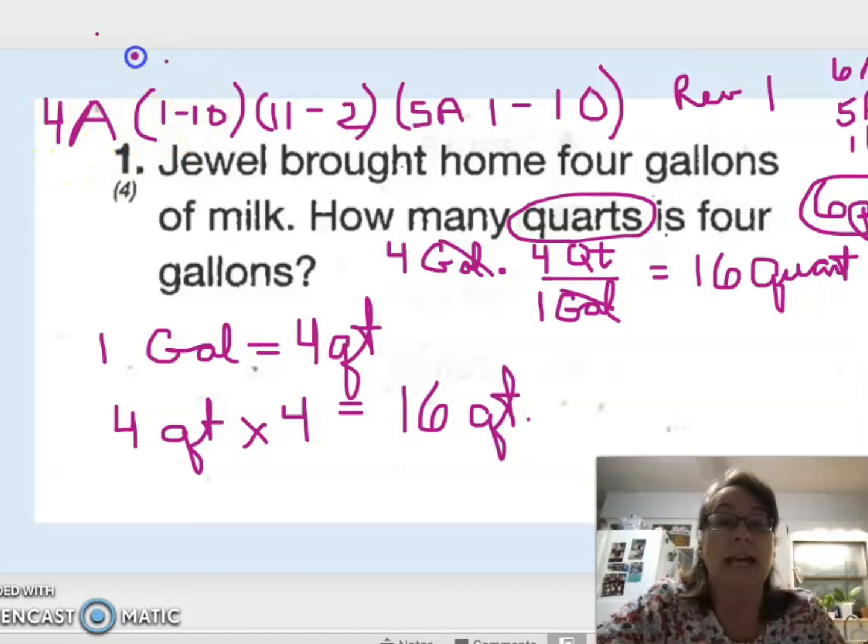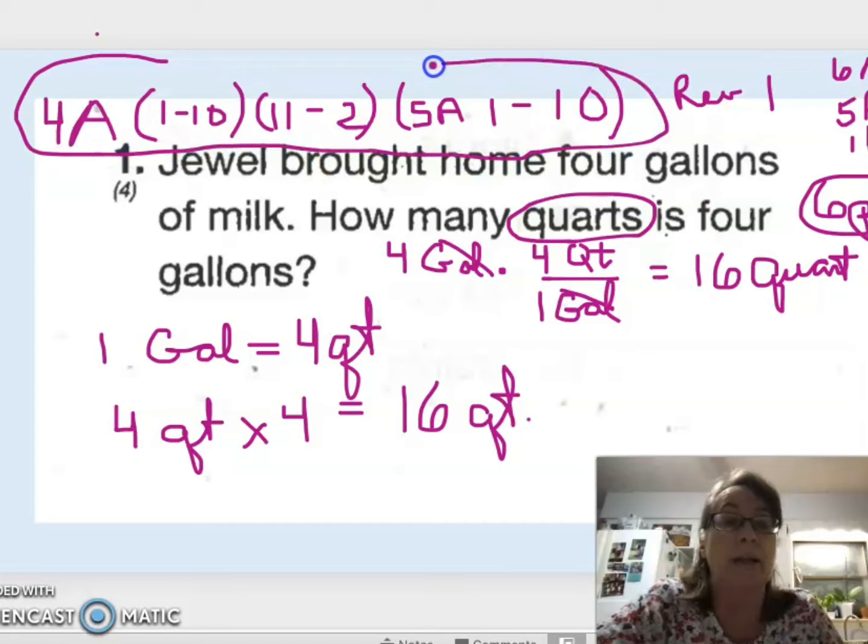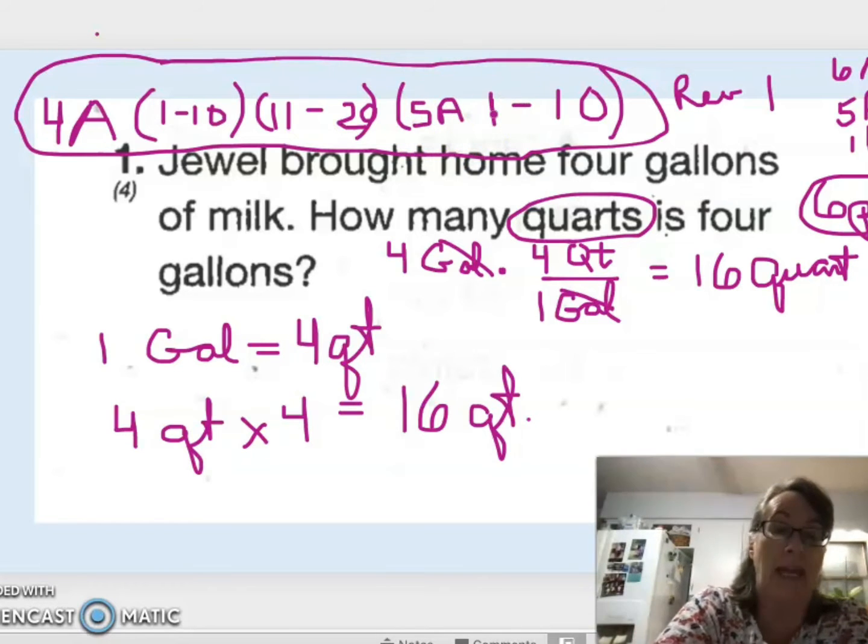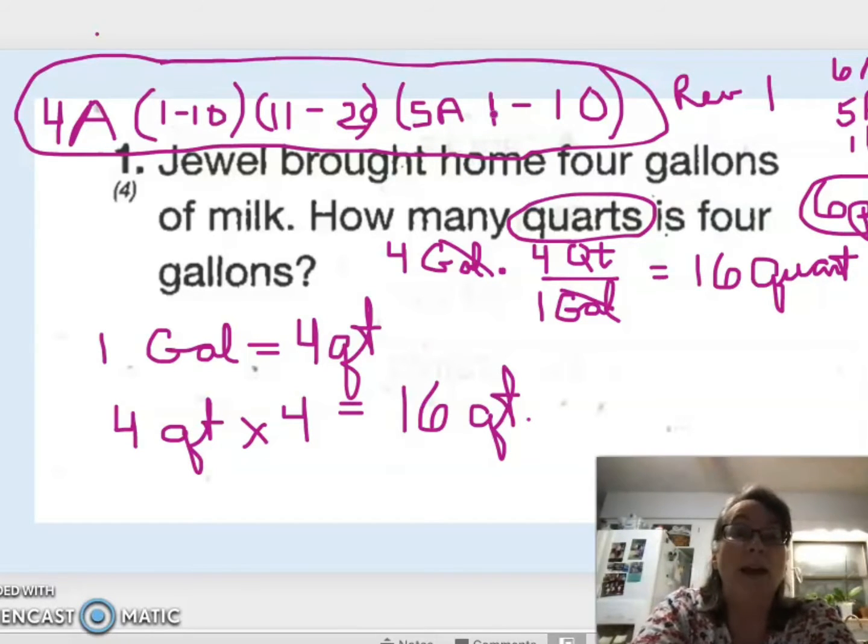And this was just telling you that the first review, which is what we're going over right now, is going to cover 4A, which was 1 through 10, 11 through 20 was the second page of your review, and 5A, 1 through 10, which is the first side of the 5A pretest. Now, you have already done these, okay? You already turned these in today, and this is the answer key to that first pretest.